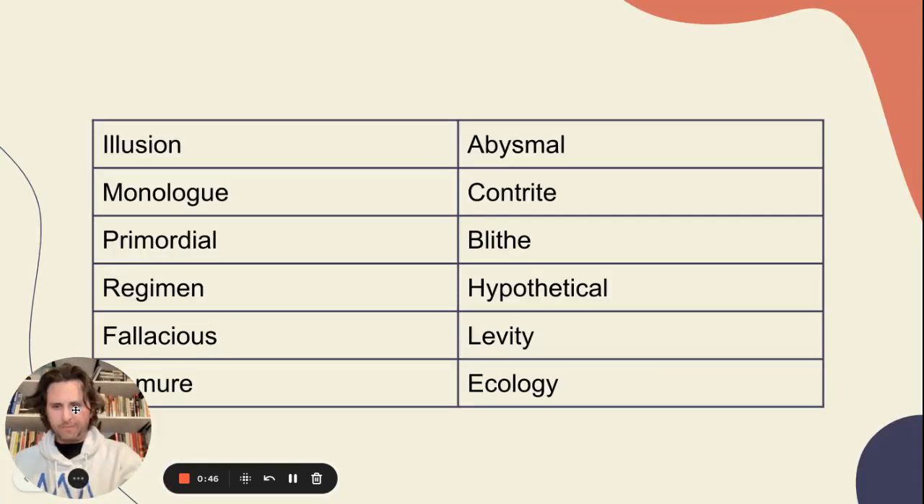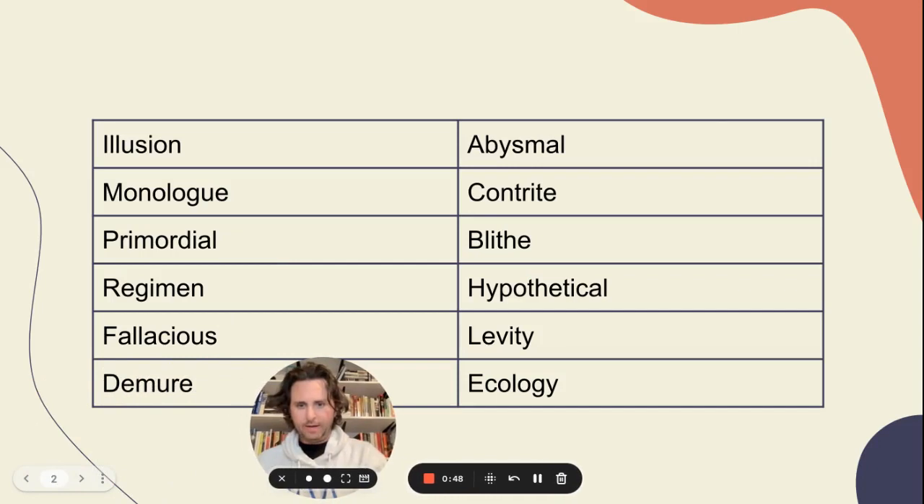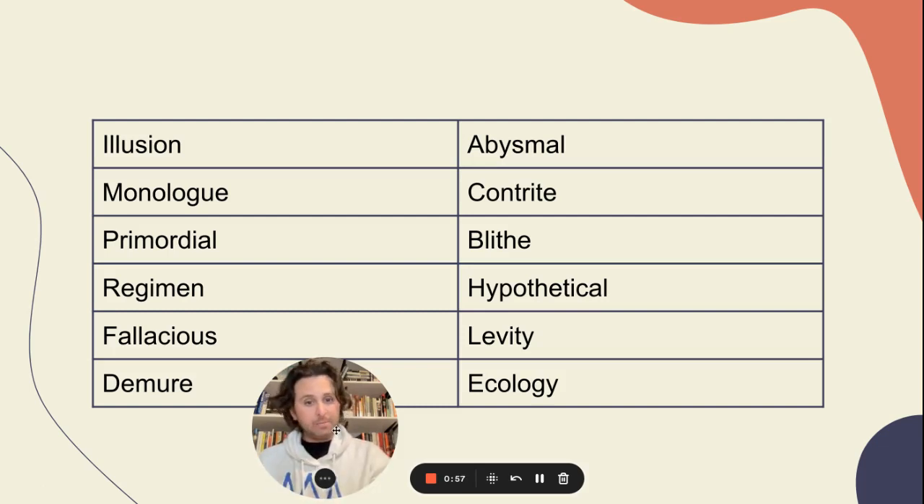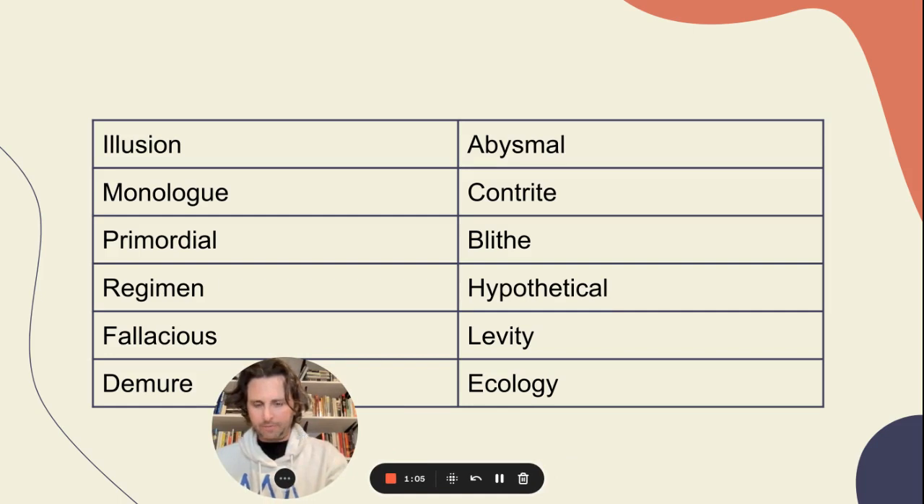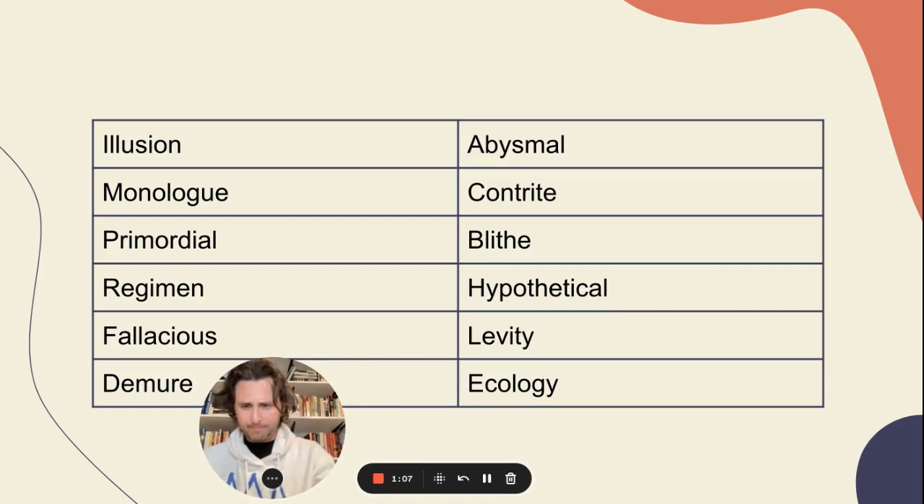Anyway, here we go. Our words this week, we've got a few. Oh, I'm going to have to move my little head. Let's see, we've got illusion, monologue, primordial, regimen, fallacious, demure, abysmal, contrite, blithe, hypothetical, levity, and ecology. I'm going to move my head back over because I think it'll be better now for the rest of this. All right, let's go to our next slide here.